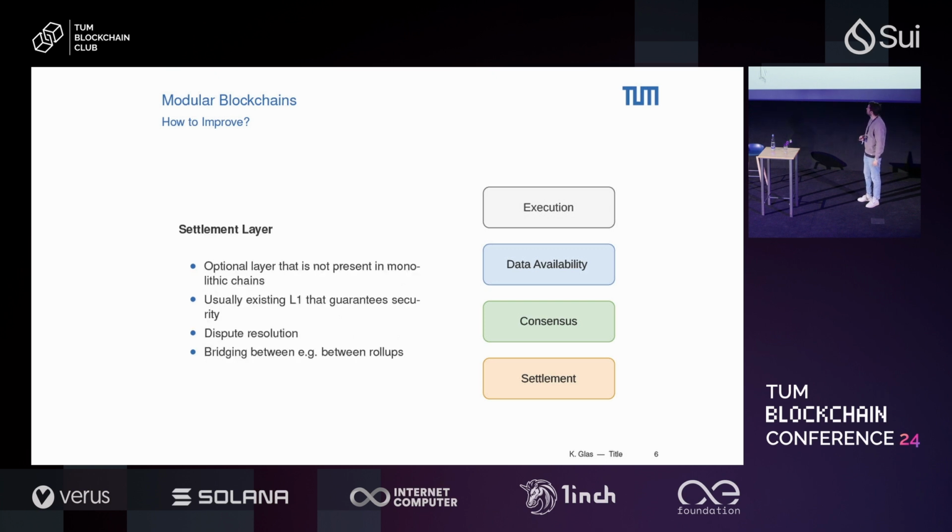And yeah, what you've already seen here is that we now have a new layer, which is a settlement layer. This is optional for modular blockchains, and that's something we do not have on standard layer ones. That's a layer where dispute resolution happens. I think we've seen rollups in the talk before me. That's basically where, for instance, fraud proofs get resolved.